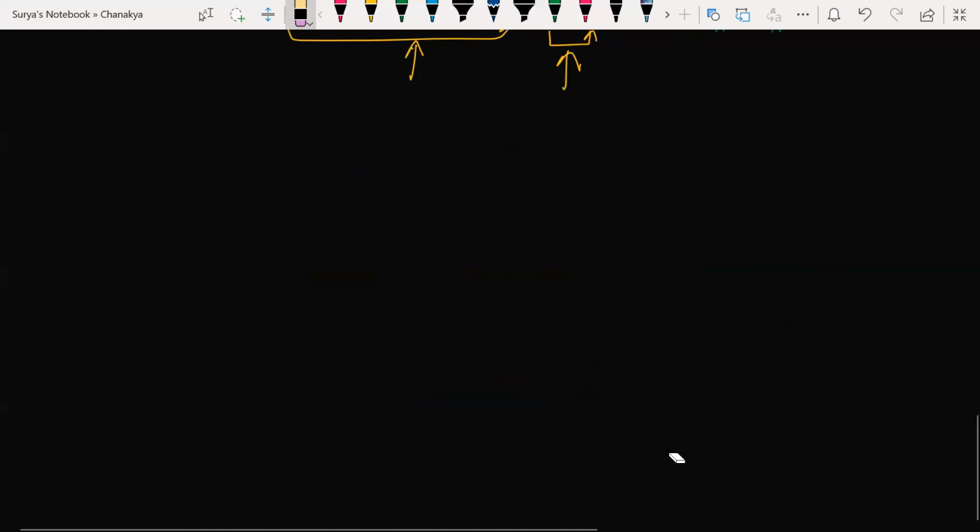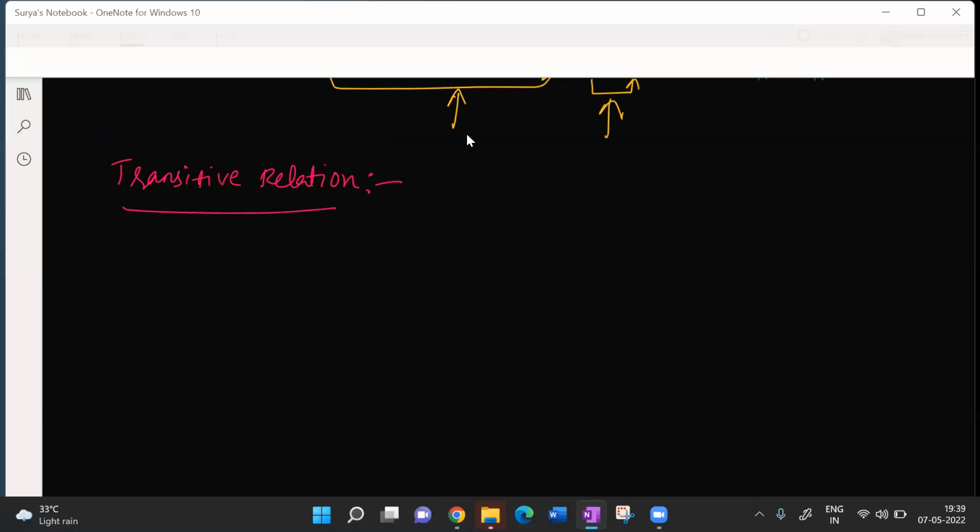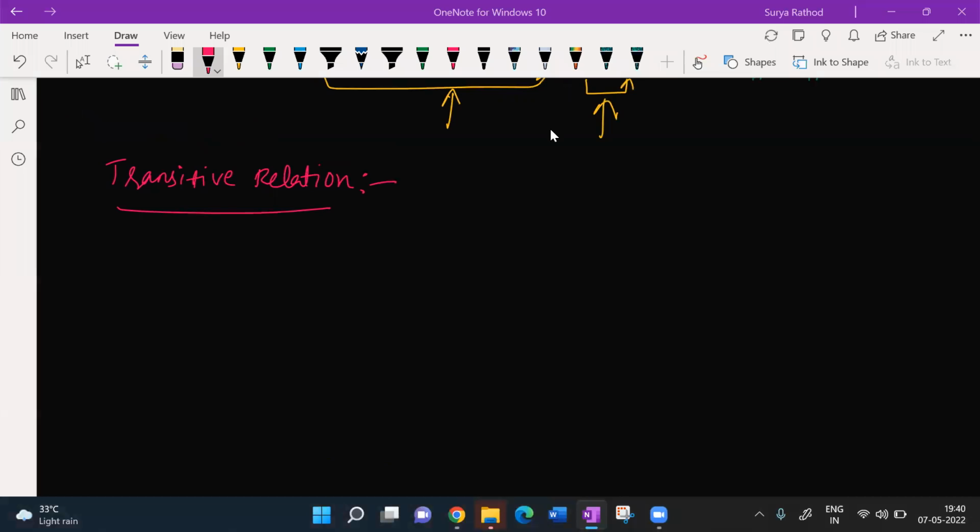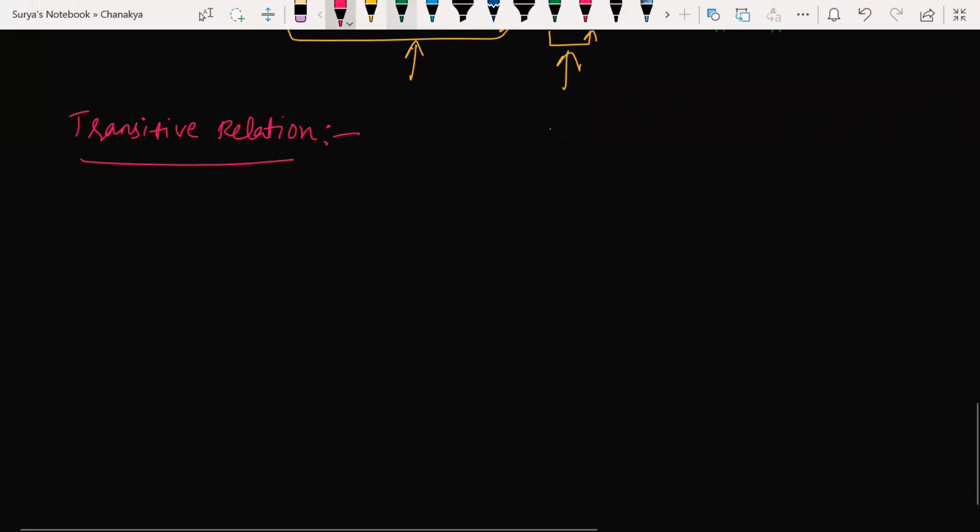One very, very important. If you do not listen to this properly, you will not understand. Transitive relation. Are you listening to the class? Yes, sir. Everyone must listen to the class properly. This is kind of tricky, comparatively, than symmetric, identity and reflexive. It is kind of tricky, but easy only. I'll make you understand in the simplest manner.